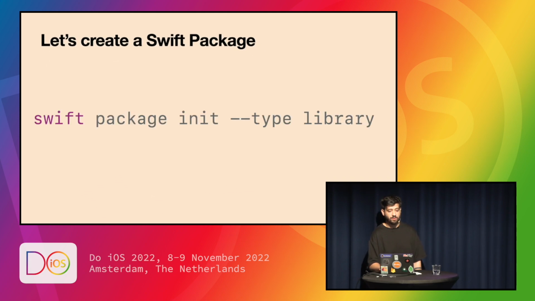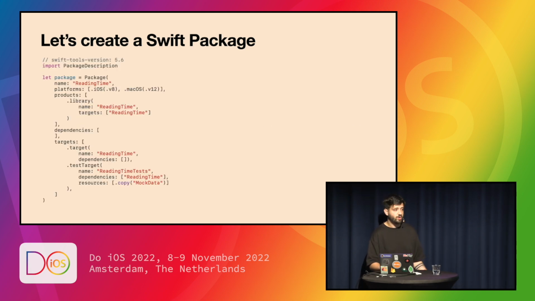So yeah, you create a Swift package by doing swift package init with the type of library, because I wanted to just reuse the logic from that script. And this will create a Package.swift. So it will look a bit like this. I made some modifications, but the shell will look exactly like this.